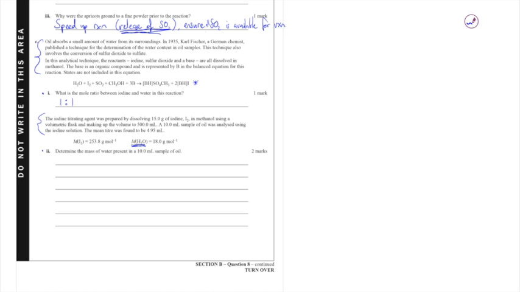So it states here that the iodine titrating agent was prepared by dissolving 15 grams of iodine in methanol using a volumetric flask and making up the volume to 500 mLs. A 10 ml sample of oil was analysed using the iodine solution. The mean titer was found to be 4.95 mLs. Awesome. So there's my 10 ml sample of oil. So I'm determining the mass of water present within this bit right here. And it states that the titer was found to be 4.95 mLs.